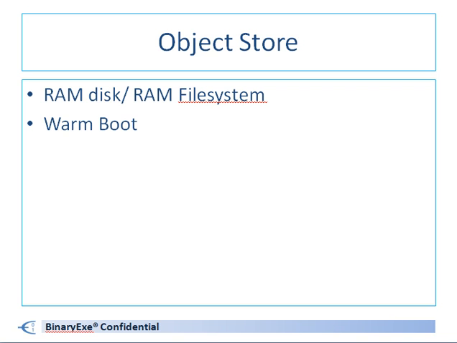Now let us move to the object store. As I discussed, it is nothing but a RAM disk, a RAM file system. What is the benefit of it? When you do a warm boot, the object store keeps the data during that period because of the backup battery. If you don't have a backup battery, please remember that whatever you save in the object store will go away the moment you reboot.